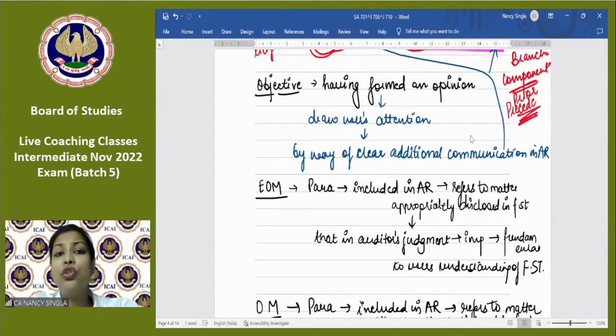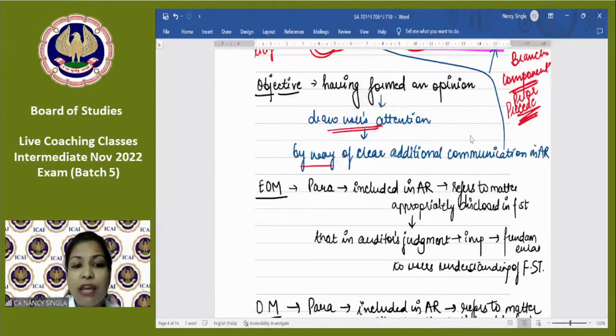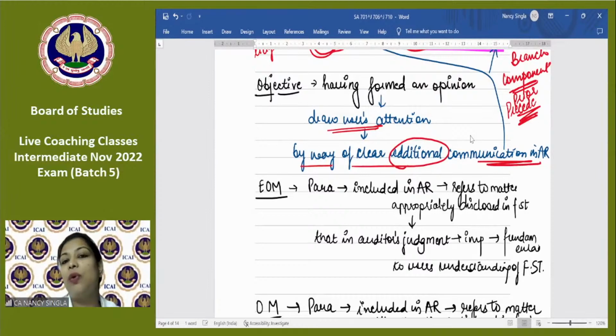Now the auditor wants to draw the attention of the users of his audit report to some matters which are of importance and fundamental to the users' understanding of what? Financial statements. So that will come where? In the EOM. And to the users' understanding of what? Audit, auditor's responsibility, audit report. That will come where? In the other matter. And what comes in the EOM, that matter has been duly disclosed by the management. There is no problem in it, but we are telling the users, please go through that note properly. So draw users' attention by way of clear additional communication requirement in the audit report.